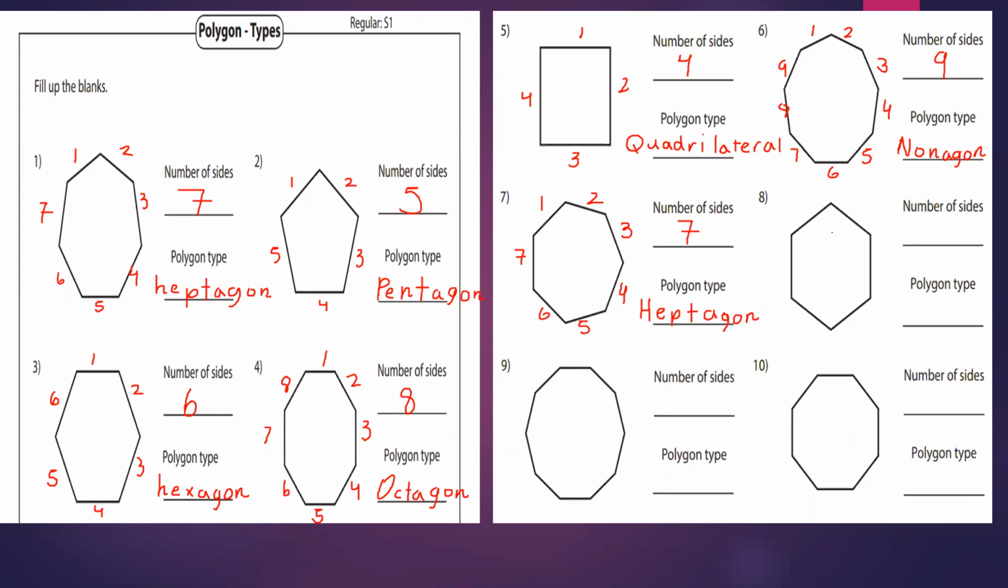Right, number 8. Jeremiah, what did you get for number 8? It has 6 sides, and it's a hexagon. Hexagon. So 1, 2, 3, 4, 5, and 6.